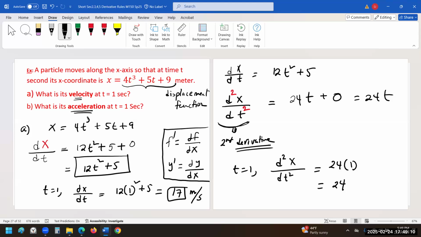Can you guess the unit? Meters per second squared. The t squared means you times seconds twice. So it's meters, you are still going that much distance in seconds squared, because this is your second derivative.